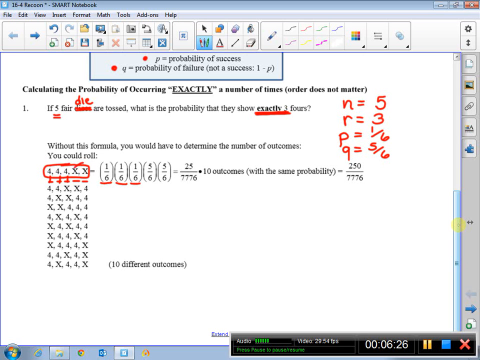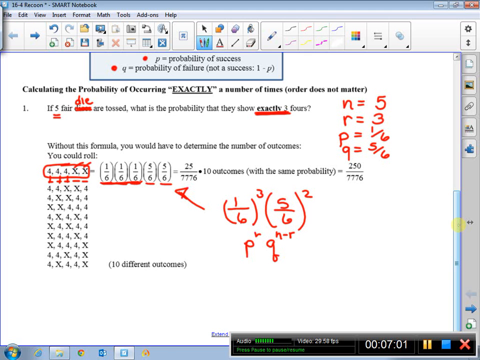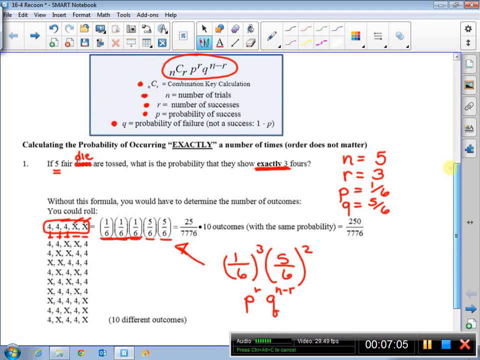And then the x's stand for a number other than 4. So those probabilities are 5/6 and 5/6. Well, if you look at this, that's actually 1/6 to the 3rd power, because there's 3 of them, and 5/6 to the 2nd power. And that's exactly what our formula up above is showing us: the probability of success to the r and the probability of failure to the n minus r. So if we just think about one situation for rolling those dice, I've got most of this formula done. So where does the n choose r come from? Why is this part in the formula?